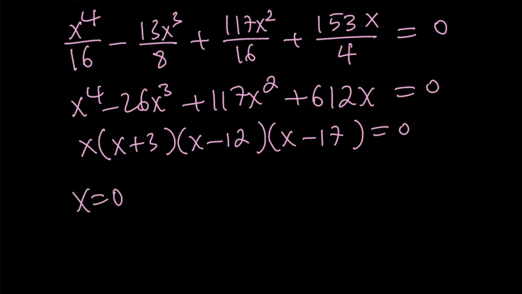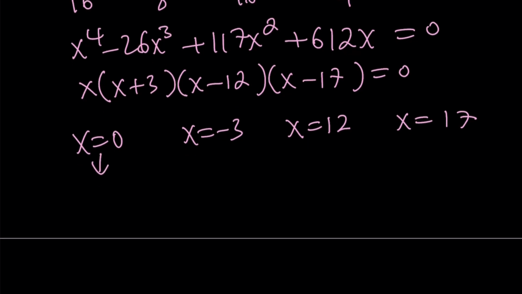First solution is x equals 0. The second one is x equals negative 3. And then we got x equals 12. And then we got x equals 17. Let's go ahead and find the corresponding y values. And you'll be surprised a little bit. If x is 0, y is also 0.